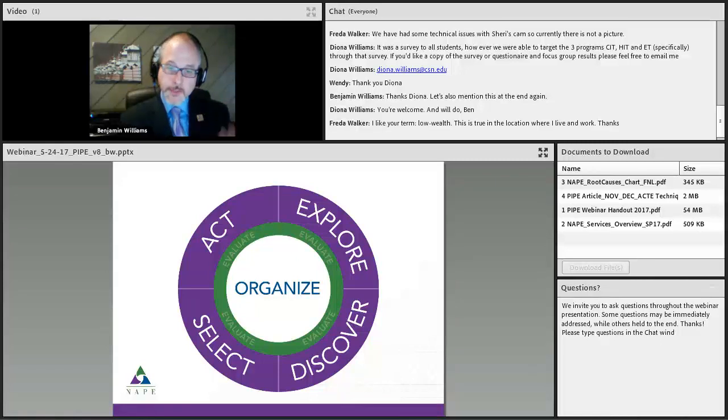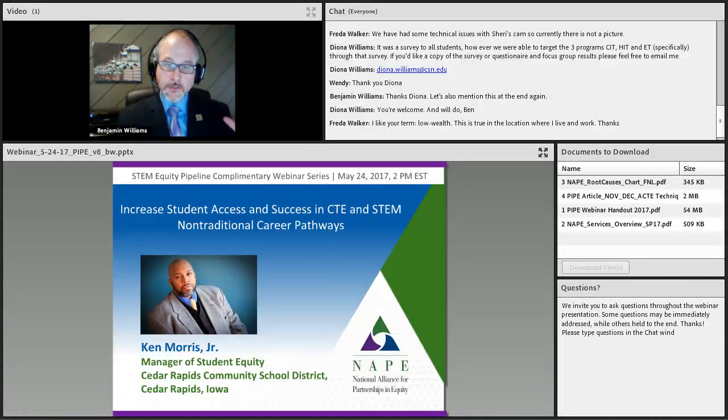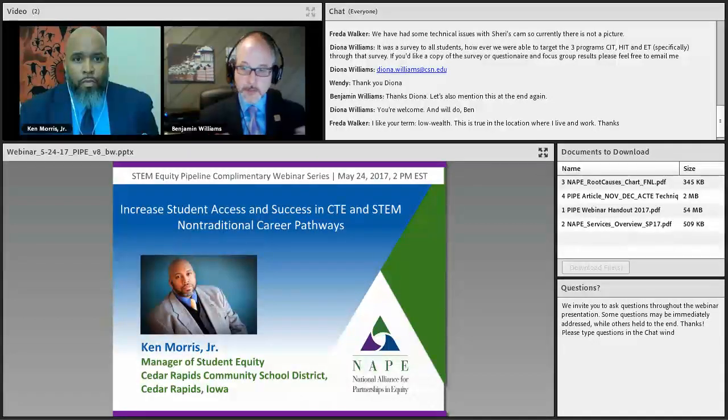So one of the key pieces in PIPE as well is there's a real opportunity through the PIPE plan, which is how this process is captured, to become a tool that an institution or a district or a state can use moving forward, both in the context of Perkins and in the context of other program improvement, and how that can be used and leveraged with other activities that might be happening in the district to help broaden commitment to access and equity in education and careers.